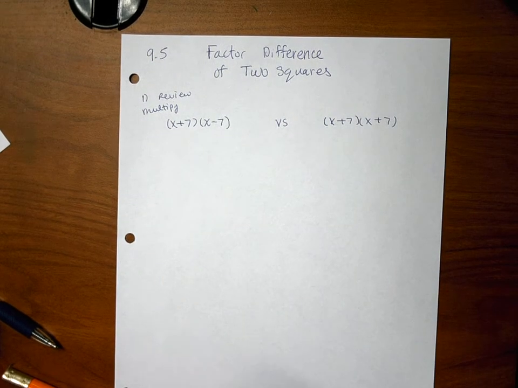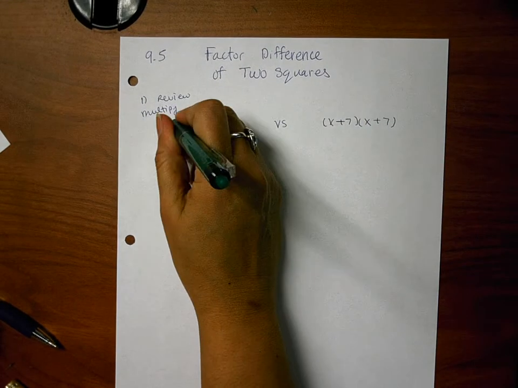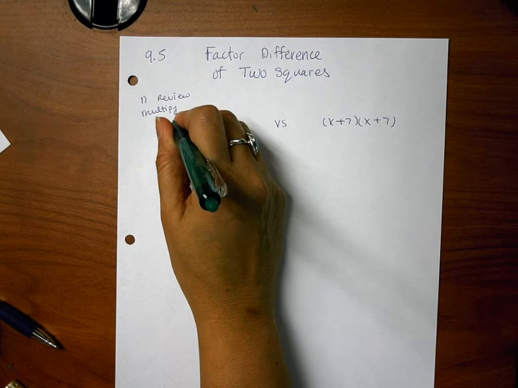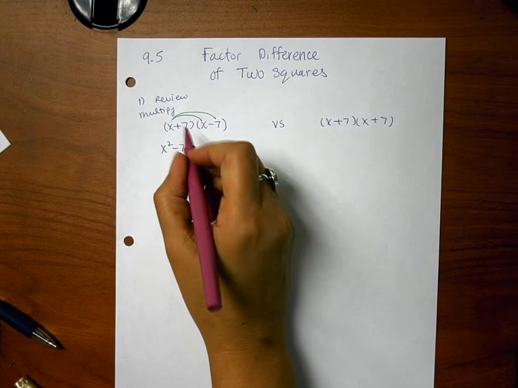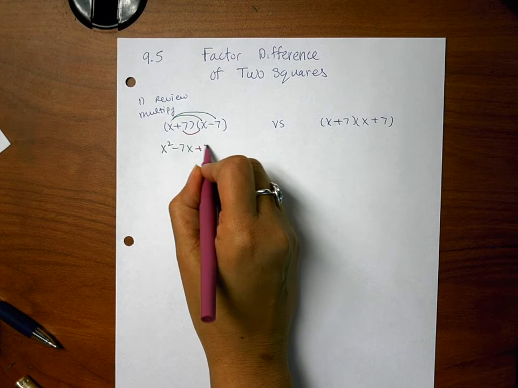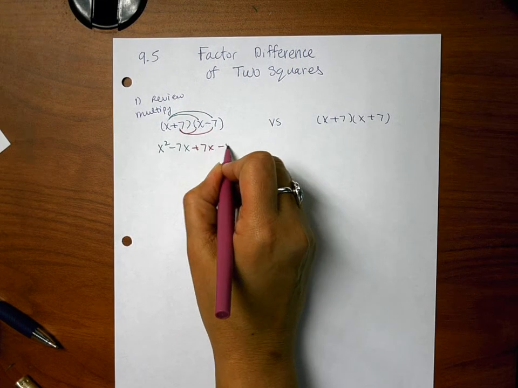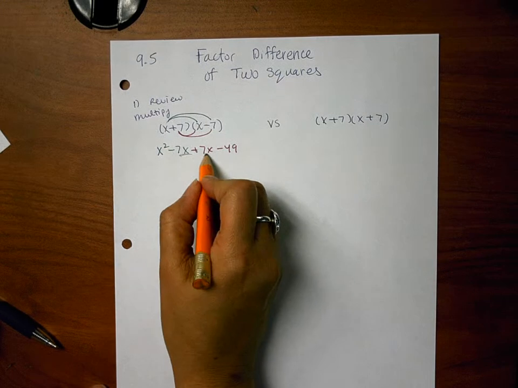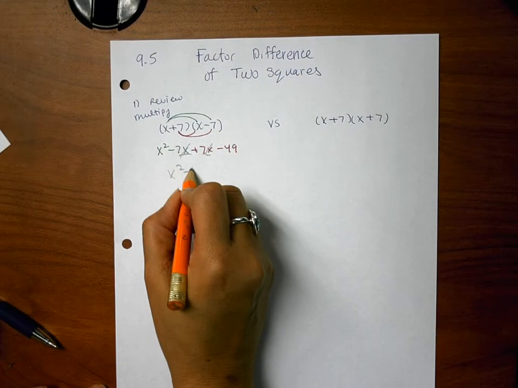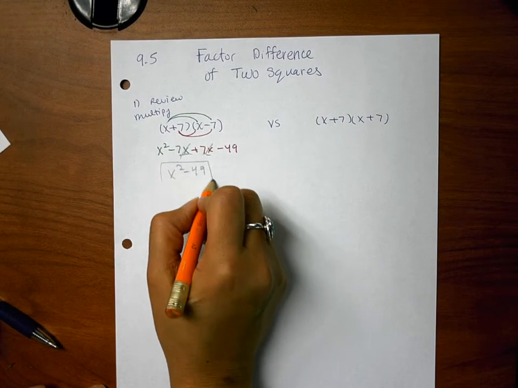Let's check. Okay, so we do x times x is x squared. X times negative 7 is negative 7x. And then you do 7 there, it's positive 7x, and then negative 49. You combine your like terms, and you get x squared minus 49.